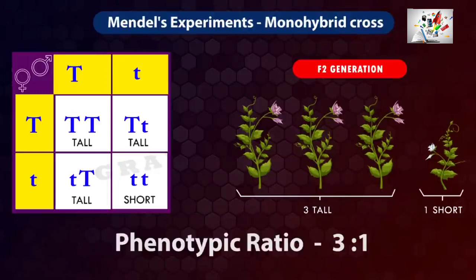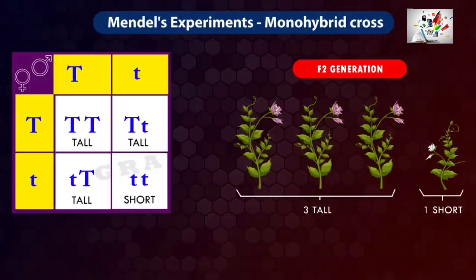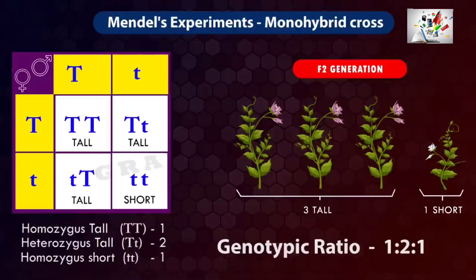If we look at the genotypic ratio of the F2 generation, genotypic ratio means the combination of alleles that they have for a trait. Here 1 capital T capital T means both the alleles are of the same type, that is tall. So it is a homozygous tall. Homozygous means having both the same type of alleles. So it is a pure breed tall pea plant.